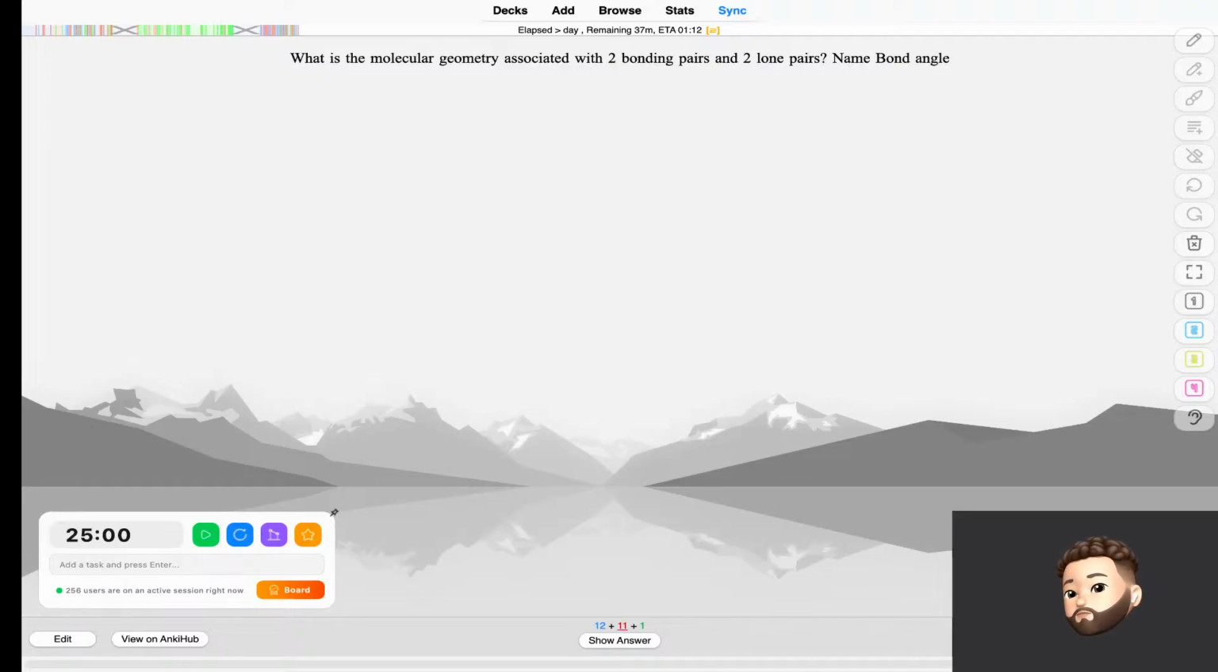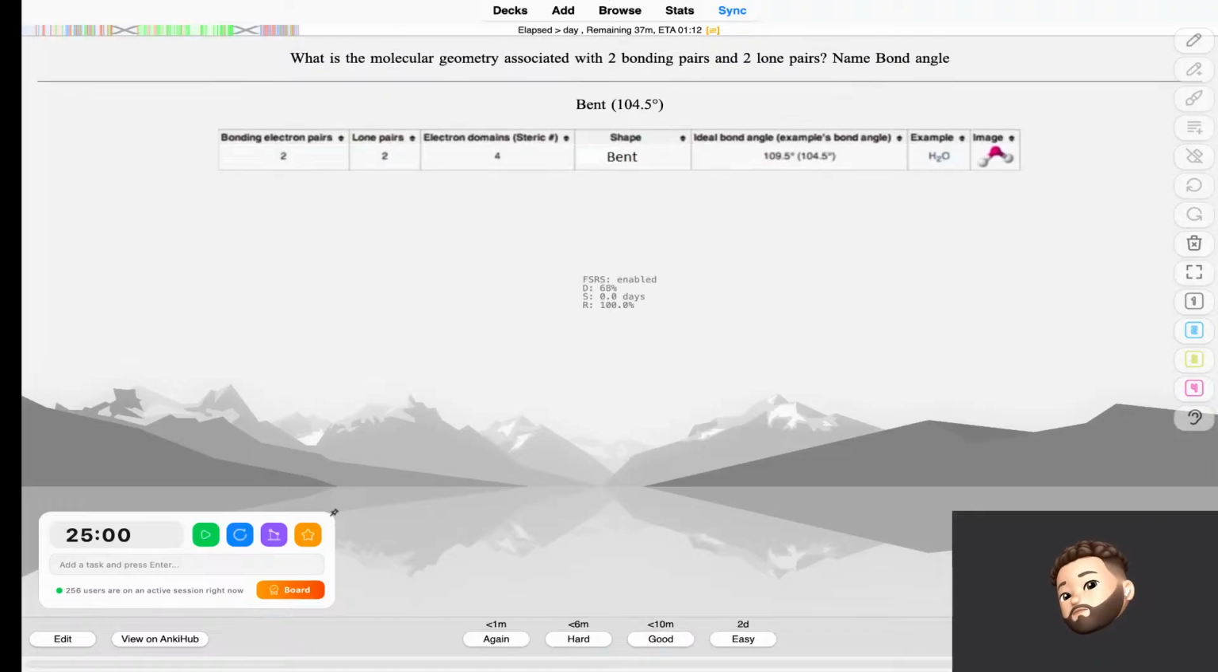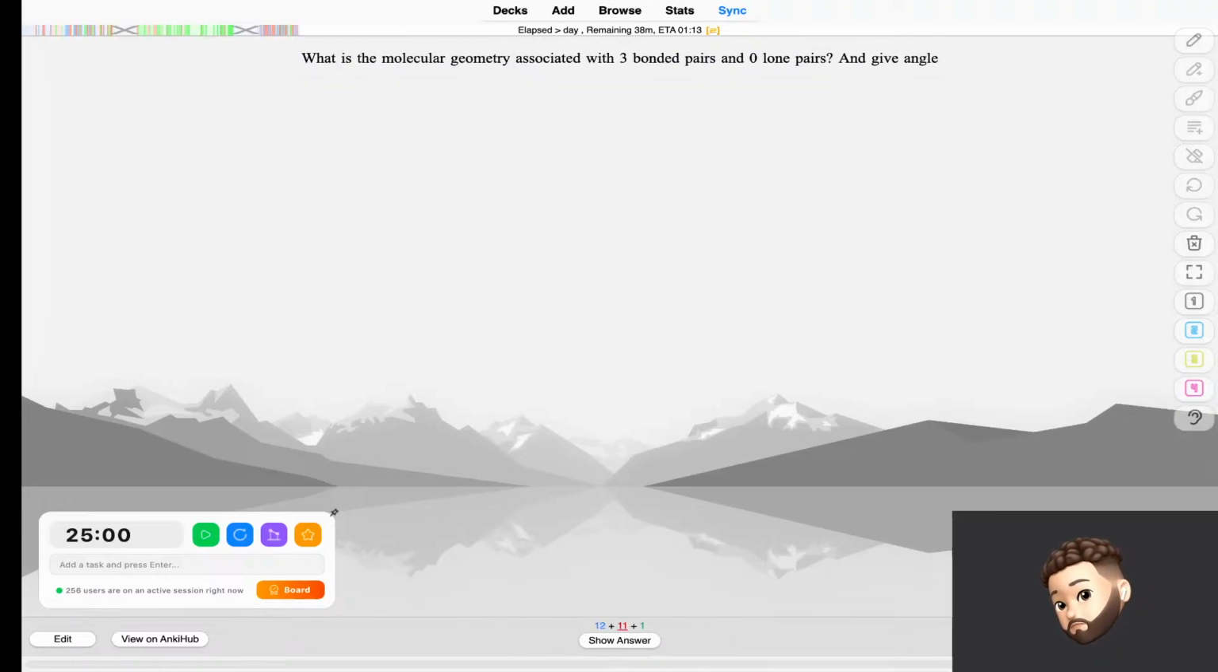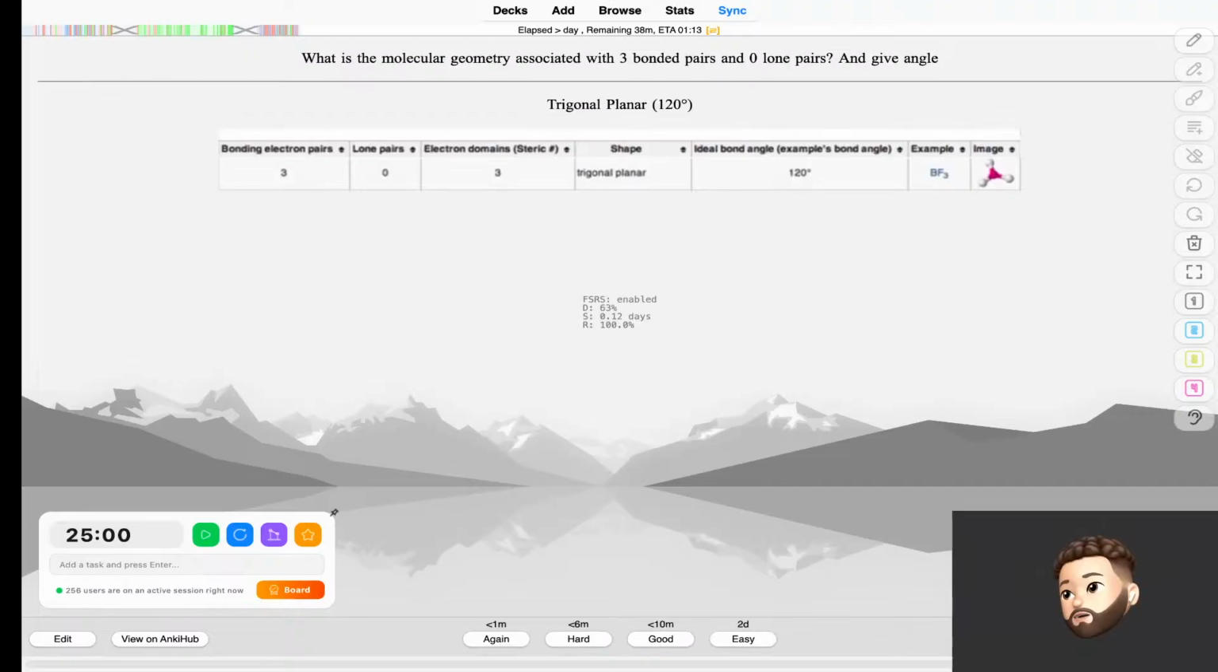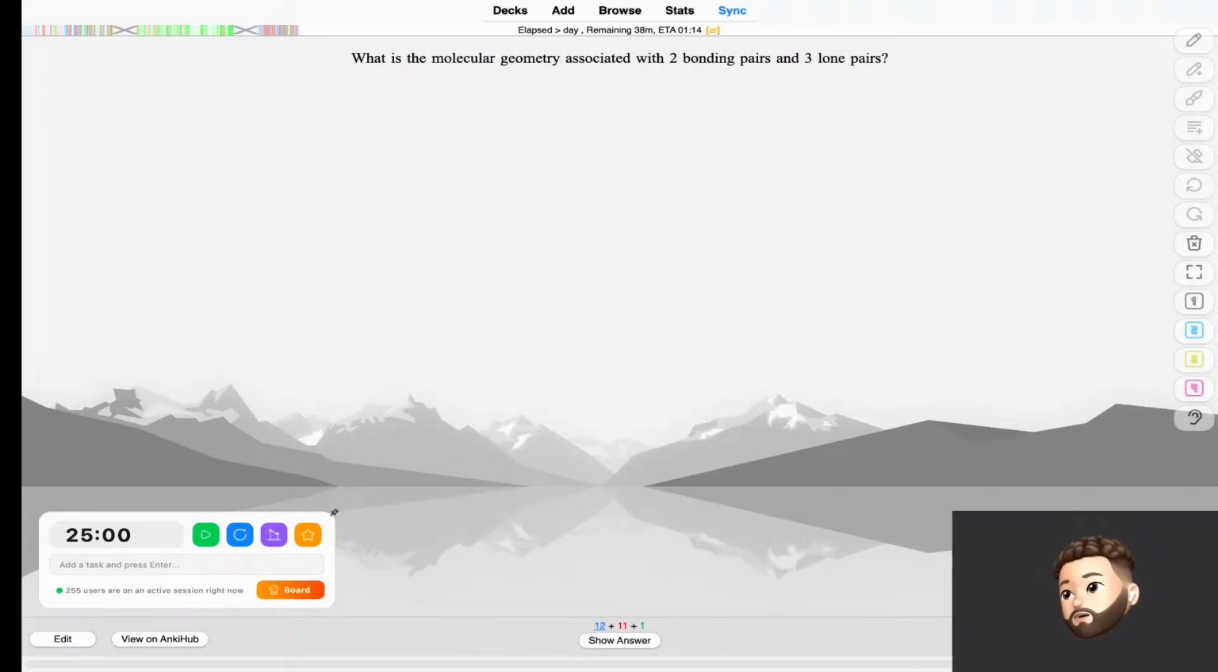What is the molecular geometry associated with two bonding pairs and two lone pairs? Bent, 104.5. Molecular geometry associated with three bonded pairs and zero lone pairs. Trigonal planar, 120. Two bonding pairs and three lone pairs. I think. Okay. All right.